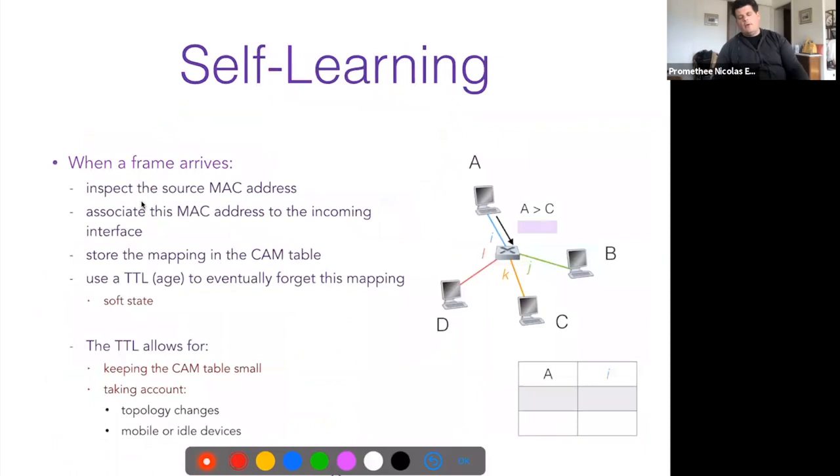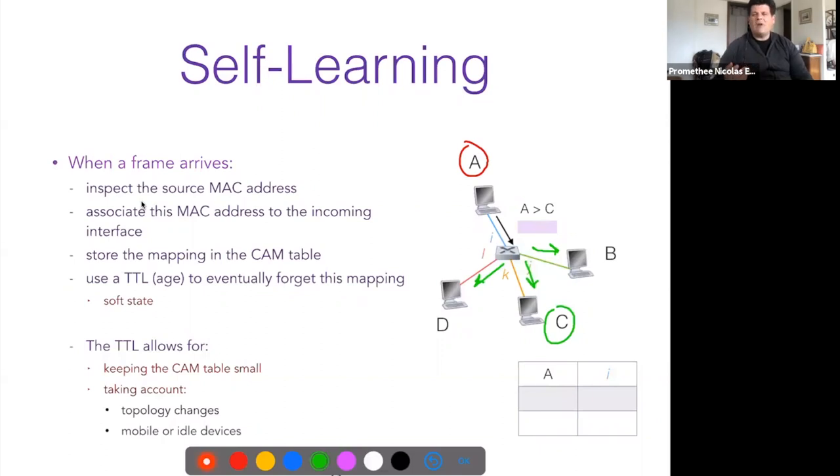So let's talk about the self-learning. Okay, so we already said that, let's say here we have A, and A needs to reach C. C is a destination, all right? So we already said that normally, if it was just a hub, it will send the message everywhere. The switch, before sending, will check, thanks to the CSMA/CD, if you are creating a collision. So that's okay with the collision.